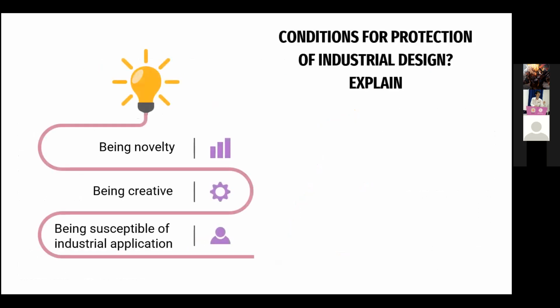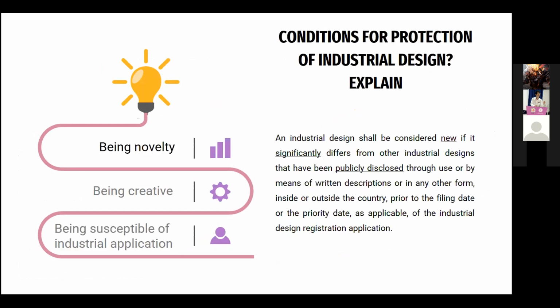The second question is condition for protection of industrial design. Explain. According to Article 63 of the Intellectual Property Law 2005, the general conditions for protection for industrial design are being new, being creative, being susceptible of industrial application.